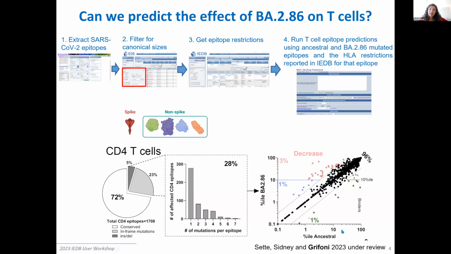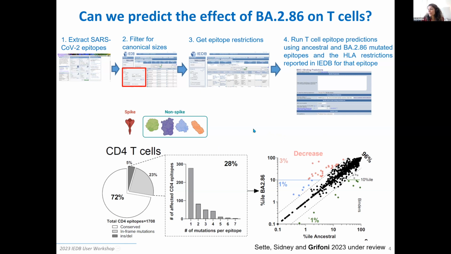On the x-axis, you have the prediction value for ancestral, and on the y-axis, you have BA.2.86. We have previously shown that a fluctuation of 3-fold change is actually still tolerated. And so as you can see, 96% of these mutated epitopes still retain the capability to bind to the HLA molecules, and only 3% of the epitopes show an actual decrease. And so this is great, but we're looking at the entire proteome.